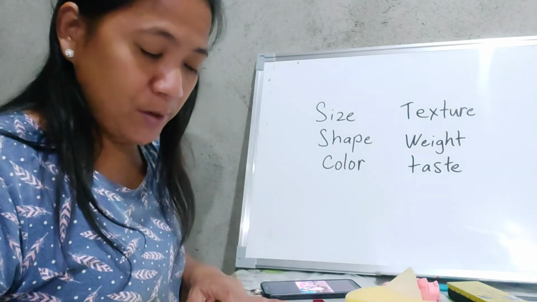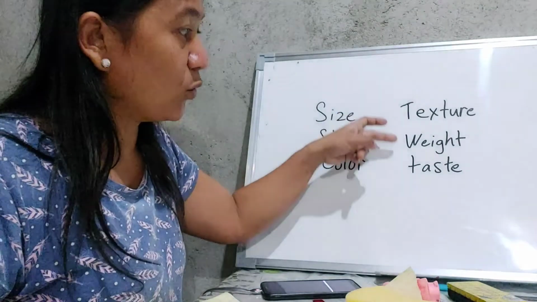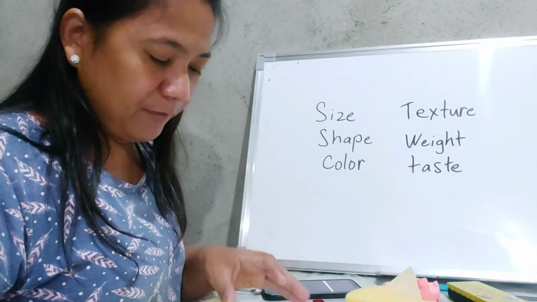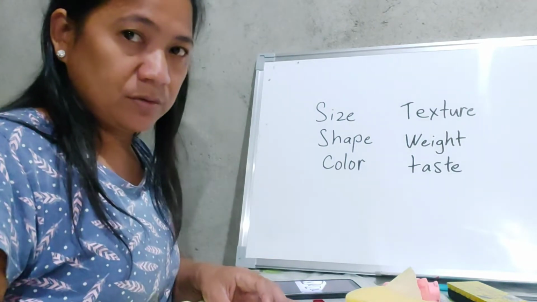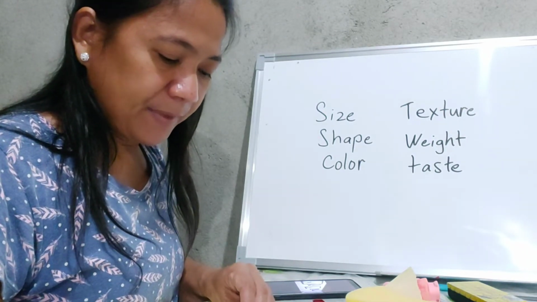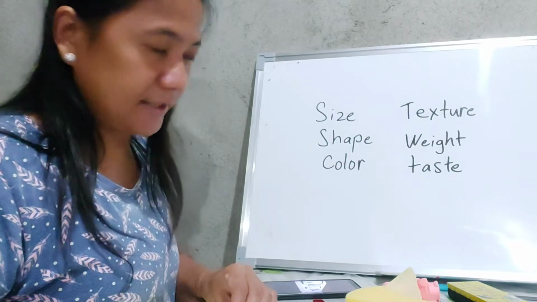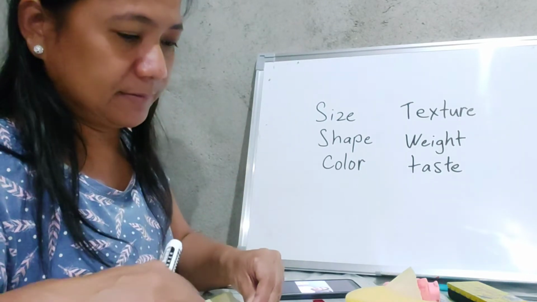Ano po ba yung apple? It's less dense, so it will float. Size, shape, color, texture, weight, or taste. Number 4, the mango is ripe because it is yellow. Number 5, diamond is sparkly and shimmery in light. So, dyan po tayo pipili ng ating sagot.